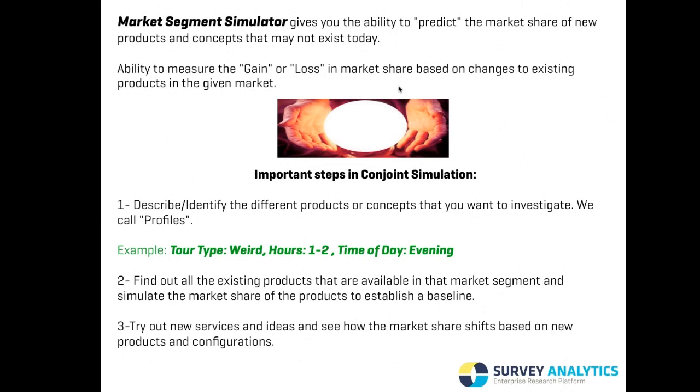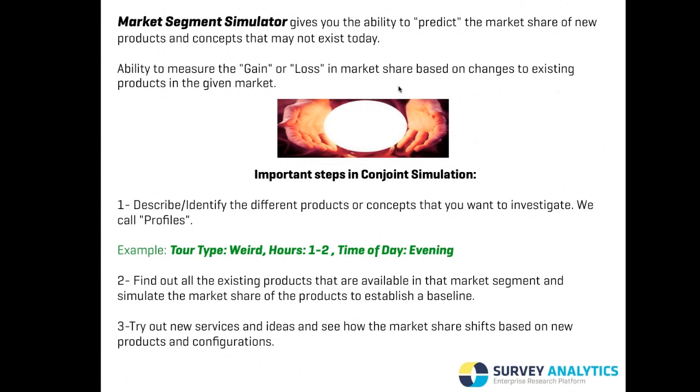The important steps when you are putting together a conjoint segment simulator: the very first thing is to identify and describe the different products or concepts that you want to investigate, and we call those profiles. It's like setting up your ideal situation or your non-ideal situation. You can put together your tour type, the hours you want to look at, maybe 1 to 2 hours, and your time of day, maybe you want to see if there's anything in the evening. Based on the respondents that have answered, this will give you a good idea of what that market share could probably be.